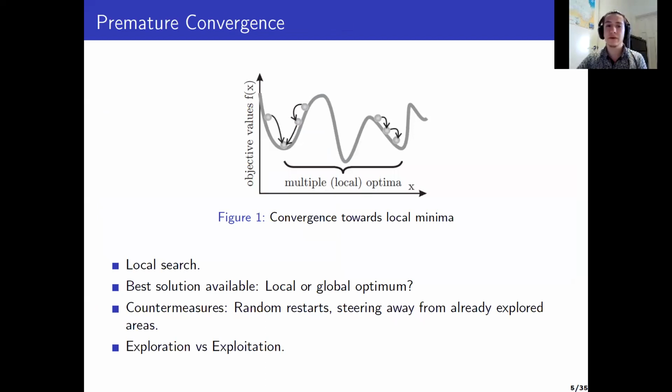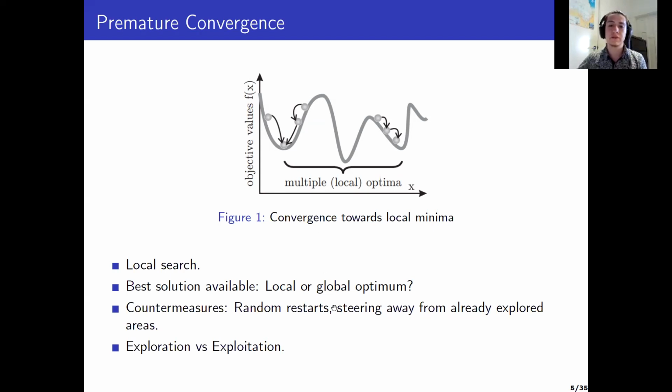So in the case where our objective functions have multiple local optima, then if we use methods that are inspired by local search methods, they might get stuck in local optima. And since we have no big amount of information related to our objective functions, we wouldn't know if the solution that our method gives us is local or global. So we need to take some countermeasures to avoid premature convergence.